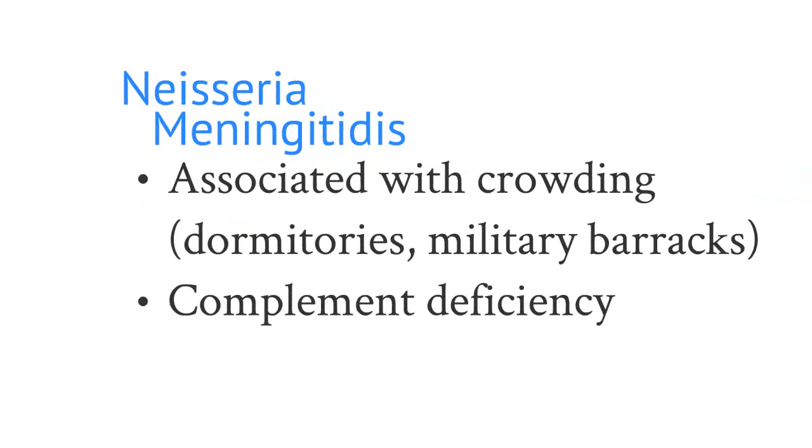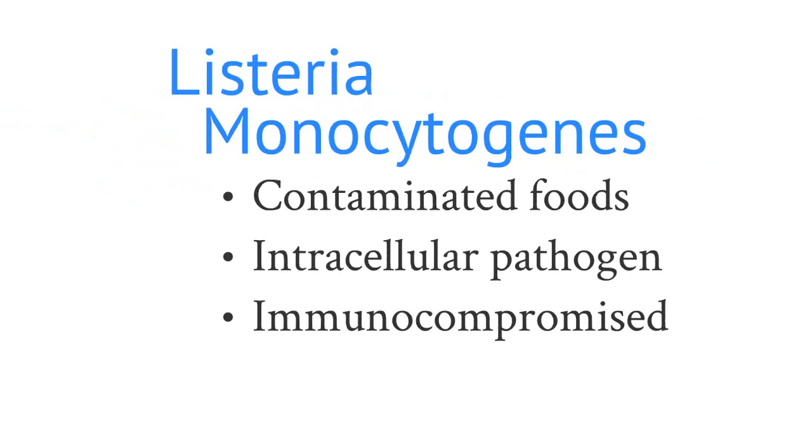Now, Neisseria meningitidis, like I said before, is associated with crowding. So areas like dormitories and military barracks are very commonly affected. That's why we see Neisseria meningitidis specifically in younger adults. So those who are living at college or those who have joined the military tend to be younger in age, and that's who are affected by Neisseria meningitidis. In addition, complement deficiency, like we talked about before, C5 through C9 deficiency patients are also predisposed to Neisseria meningitidis as well.